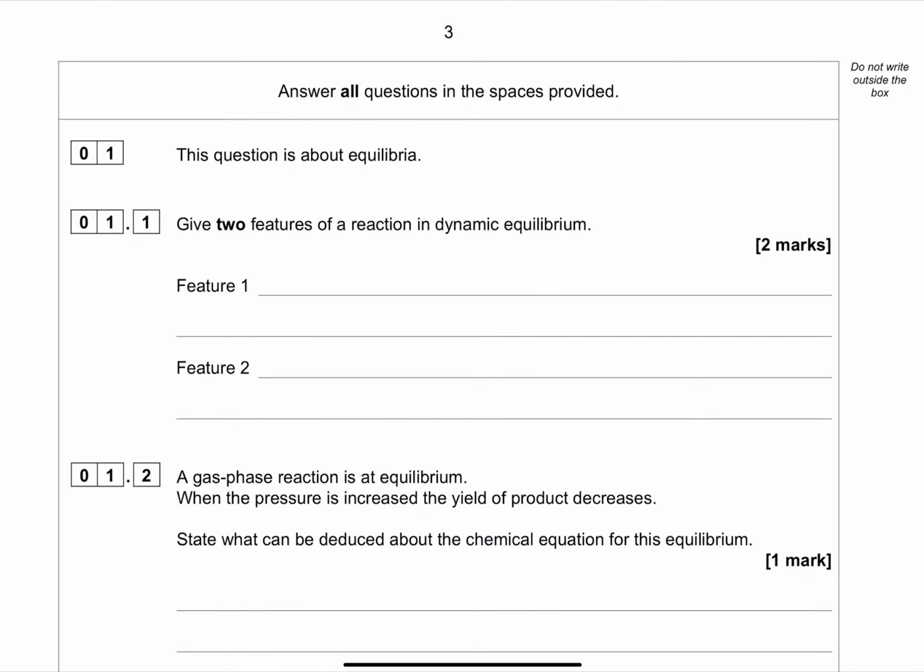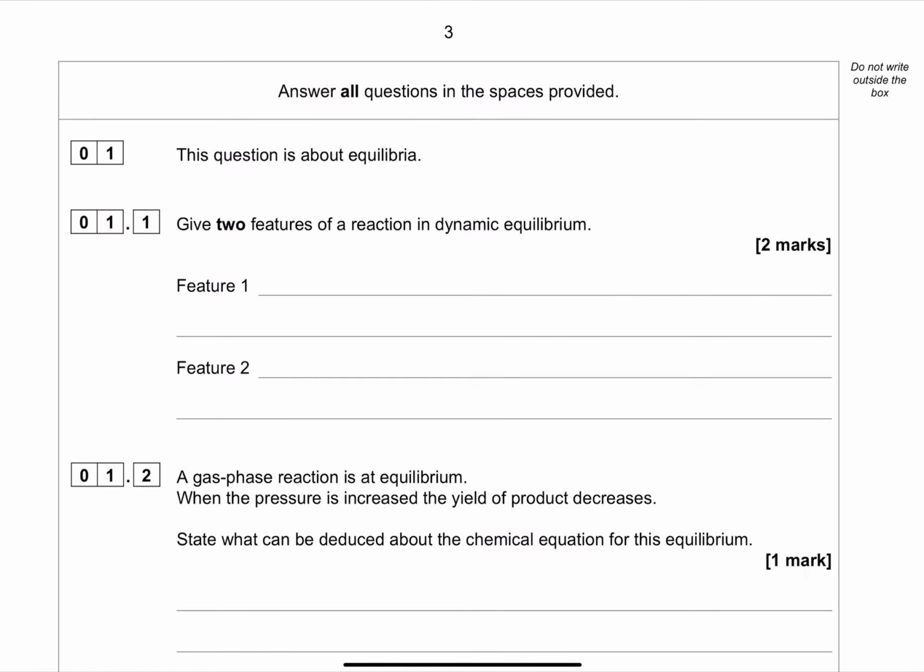This question is about equilibria. Give two features of a reaction in dynamic equilibria. So we're looking for two ways that we can show that a reaction is continually moving, but the amounts of our reactants and products are staying the same.